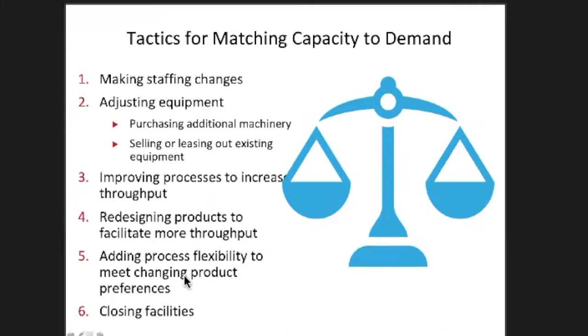Then you can redesign services or products that allow you to have higher throughput, adding process flexibility, and sometimes closing facilities to match capacity with demand if there's no demand for it.